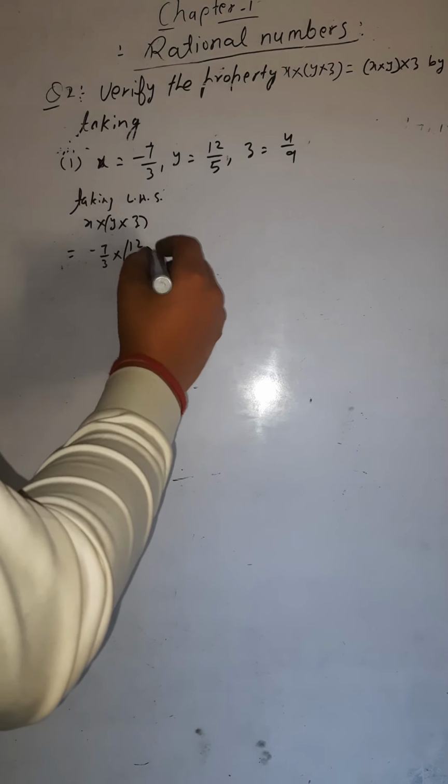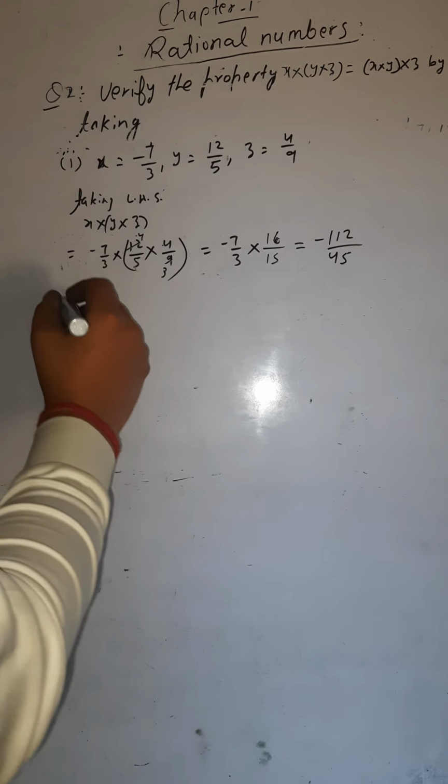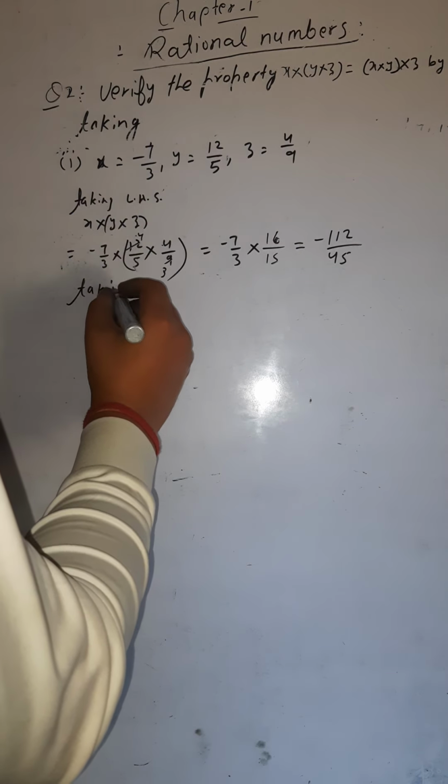Minus 7 by 3, 12 by 5 into 4 by 9. You can simplify this. 3 fours are 12, 3 threes are 9. So the answer would be 4 fours are 16 divided by 3 fives are 15. So it would be 16 sevens are 112 divided by 15 threes are 45. This is your LHS.